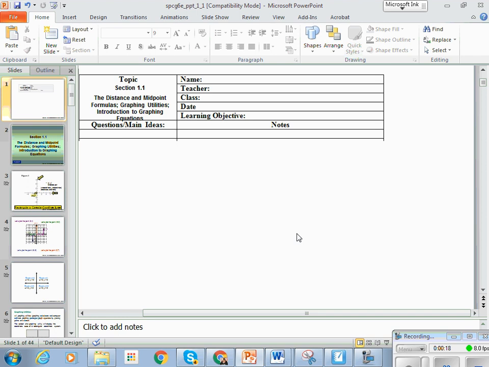So my students, I'm having you use the Cornell Notes heading and format for your notes. Today's topic is section 1.1, the distance and midpoint formulas, graphing utilities, an introduction to graphing equations. I want your name, my name, pre-calculus, today's date, and the learning objectives, which you can find at the beginning of the section. But for our case, it's in the unit plan.